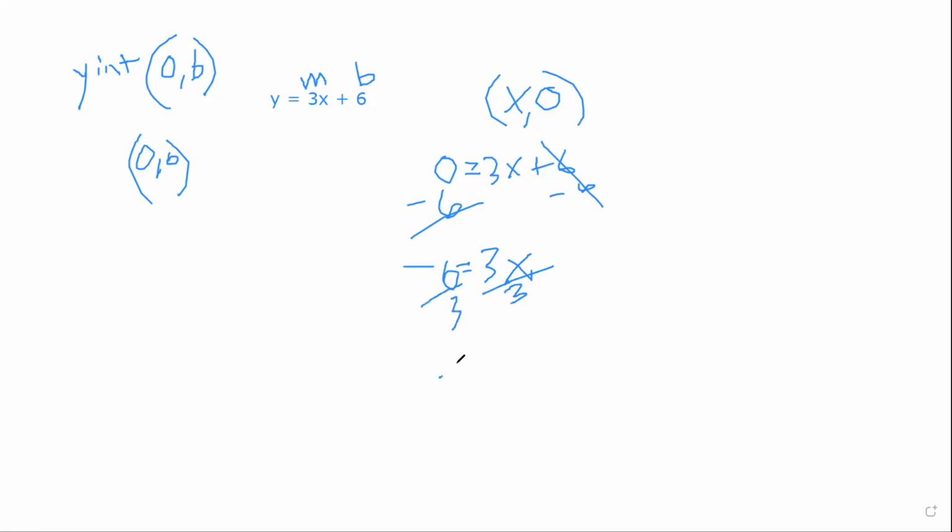Divide by 3. Negative 2 equals x. So our x-intercept is negative 2 comma 0. That one you do have to calculate.